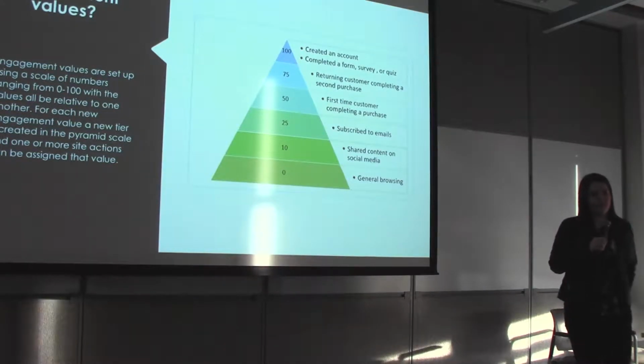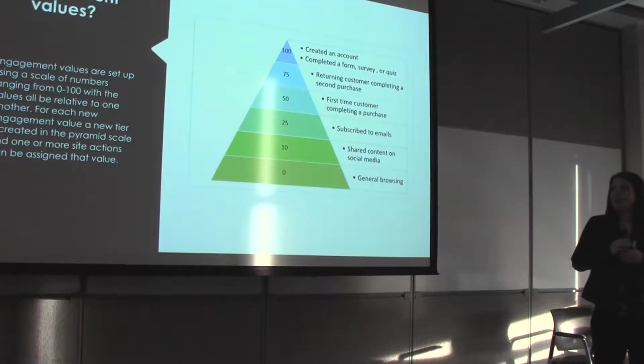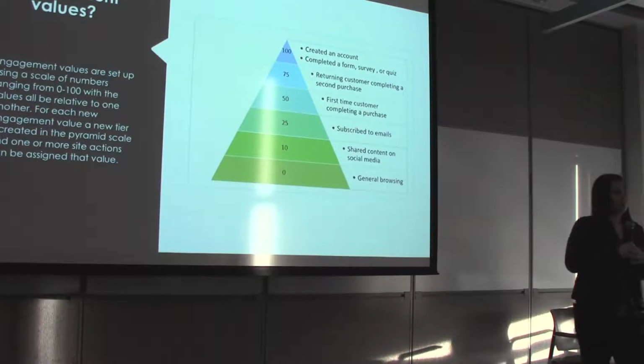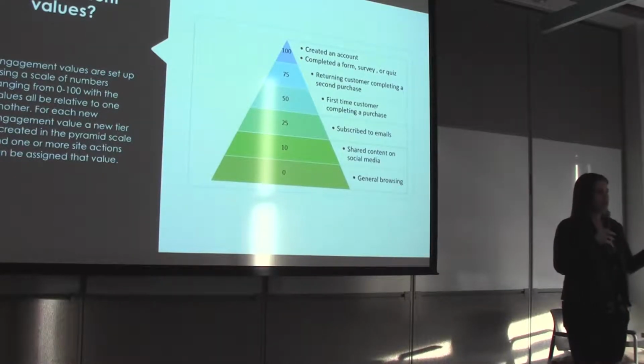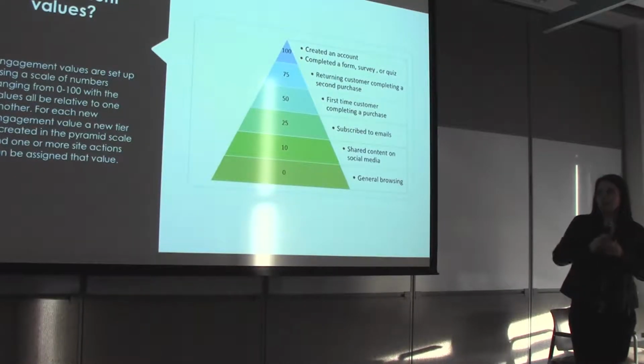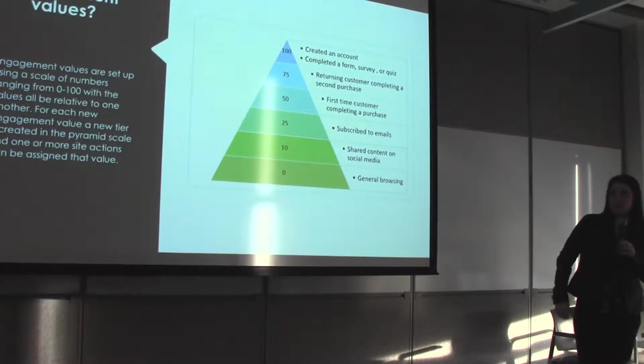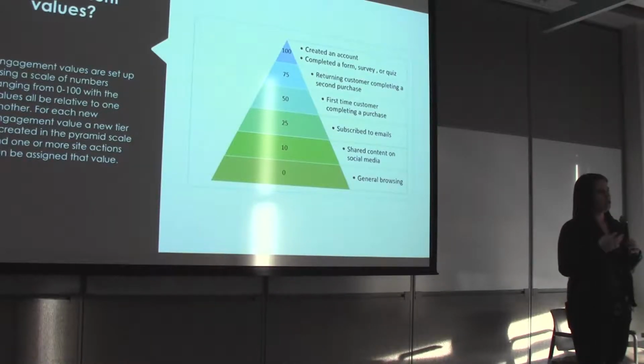So what are engagement values? I've talked about it a little bit, but engagement values are set across a relative scale, so it goes from 0 to 100, and really each step inside the pyramid is relative to the next. So as you're thinking through what are these important valuable actions, how do we want to attribute a value to them, you have to think about those actions in relation to each other.